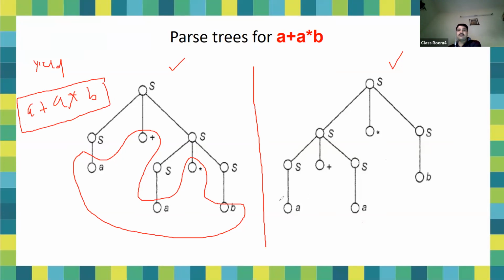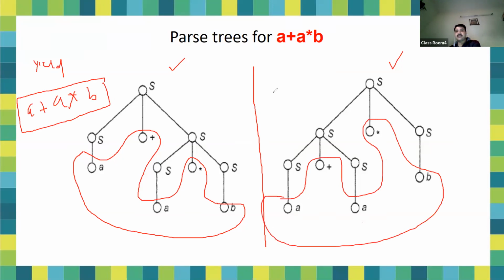And similarly, you can also find the yield of this particular parse tree as A plus A asterisk B. So the same string can be derived by two different parse trees. Hence, you can say that particular grammar will be the ambiguous grammar.